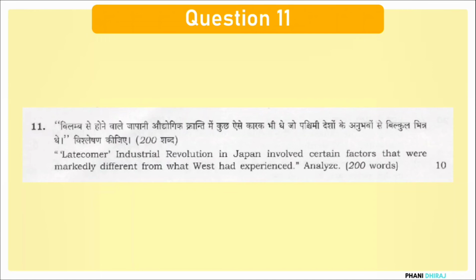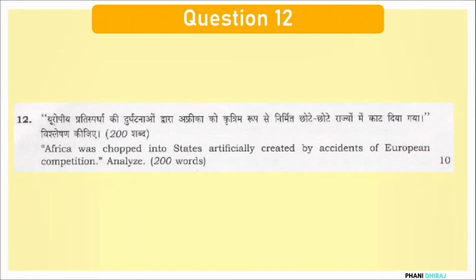Now moving on to the next question, that is question number 12. Africa was chopped into states artificially created by accidents of European competition. Analyze, 200 words. You see again the mistake, it is accidents of European competition. First, you have to explain Africa or the genesis of the African construct. Second, you have to talk about the colonization of Africa as a whole by Europeans. You have to go through a short history of the colonization of the African continent.